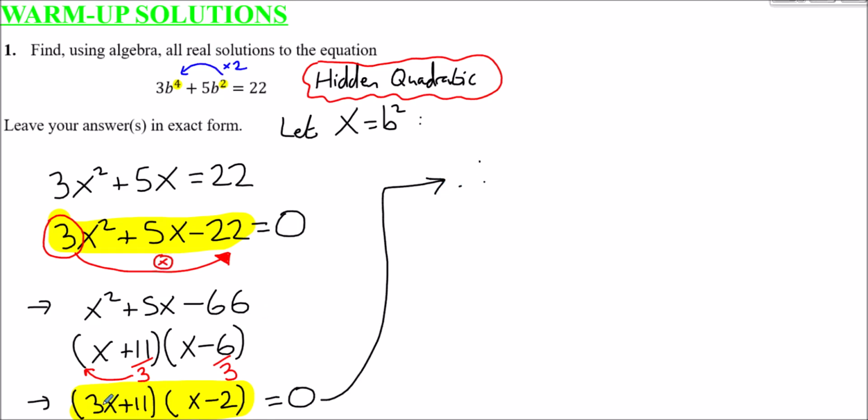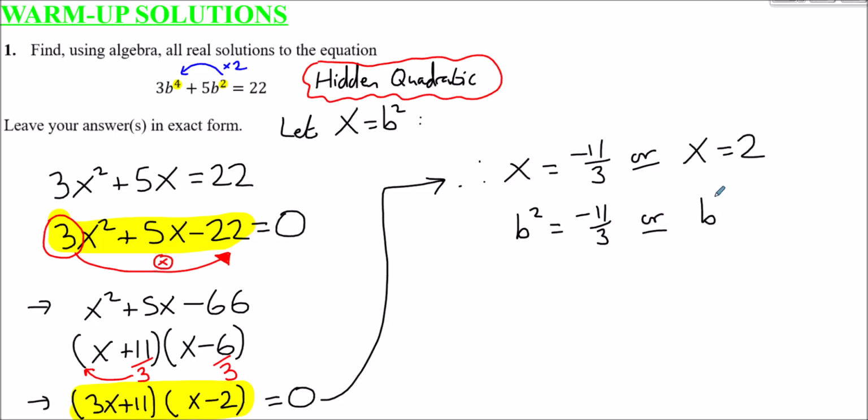So therefore, if this bracket's equal to 0, we'd have that x equals minus 11 over 3. Or if this bracket's equal to 0, it must be that big X is equal to 2. But of course, big X doesn't really exist. We're talking about b squared. So b squared equals minus 11 over 3, or b squared equals 2. We're wanting real number solutions. So in terms of the real numbers, we can't have something squared which is negative. So we reject this option here. Therefore, our solutions lie entirely within this idea that b squared must equal 2.